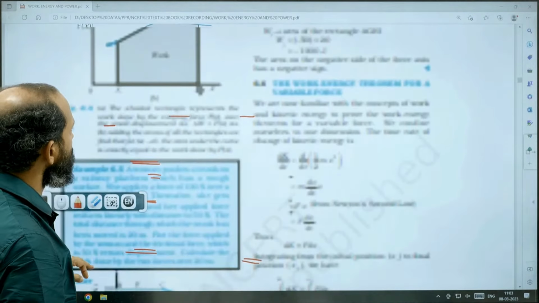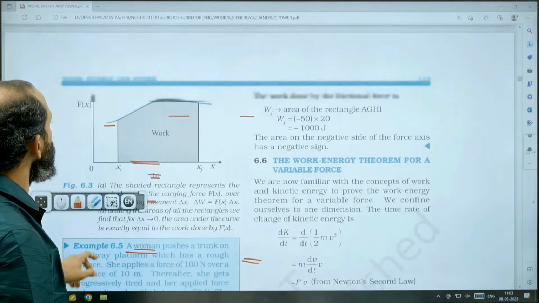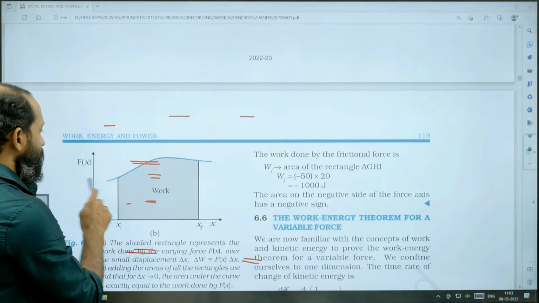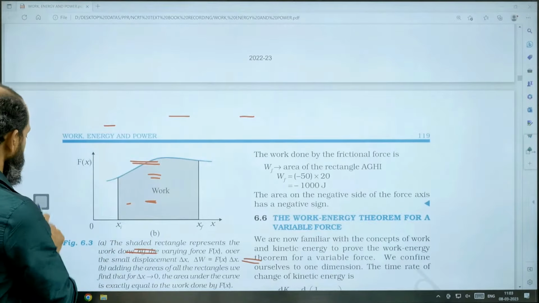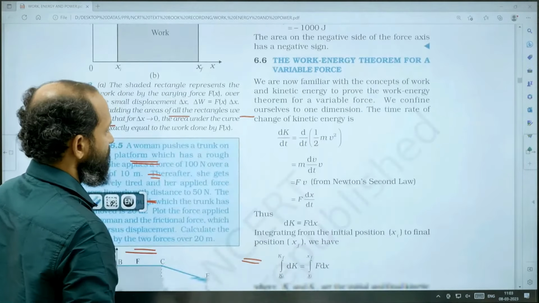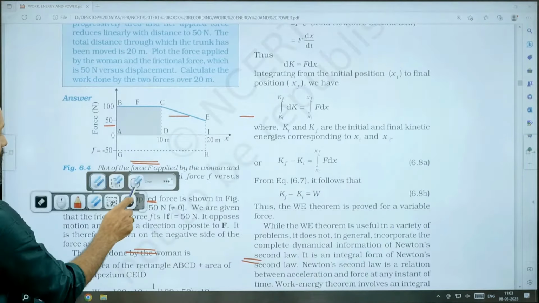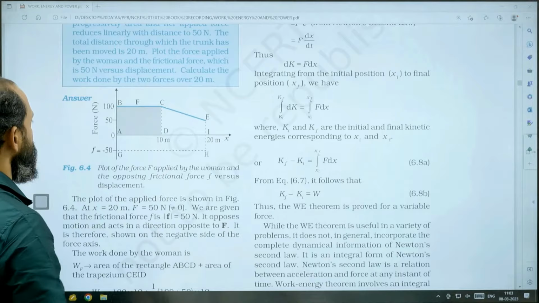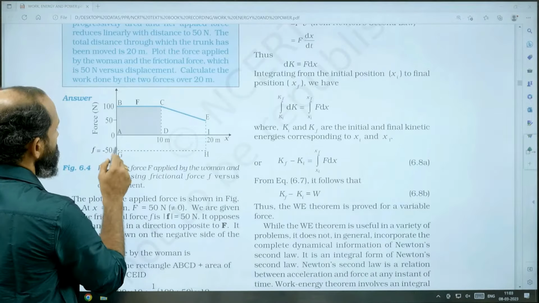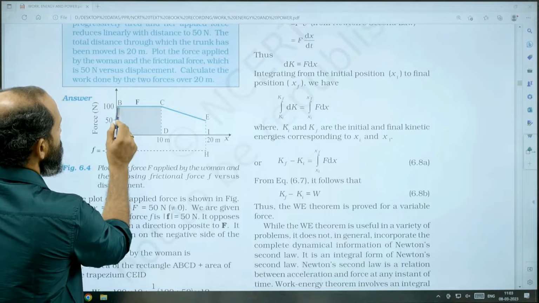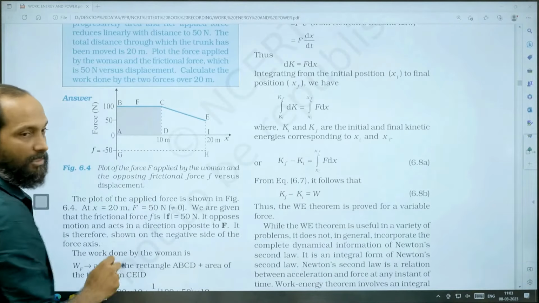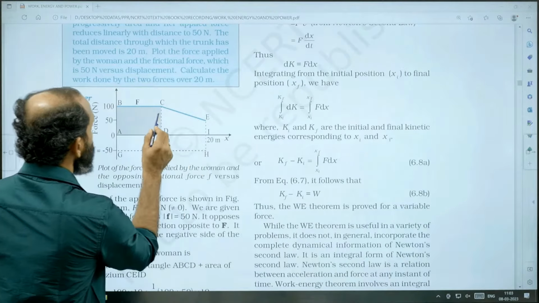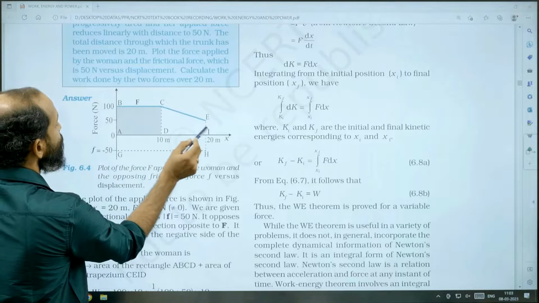Work done by variable force, we can use that integral formula. If you have a force displacement graph, care should be taken to find work done from it. You find the area under the graph. That also is a very important question. Force on y-axis, position on x-axis. For the first 10 meter distance, force is 100 Newton and is constant. From 10 meter to 20 meter, force decreases from 100 to 50.